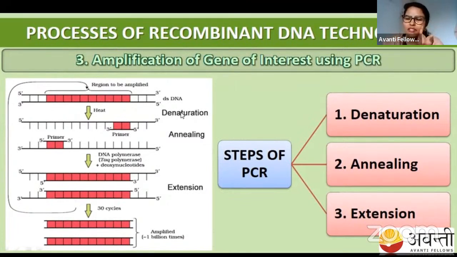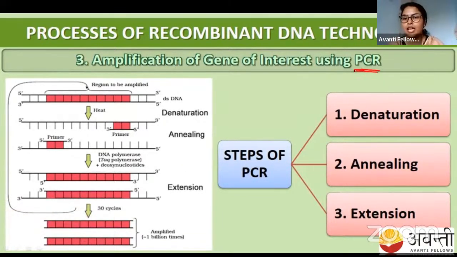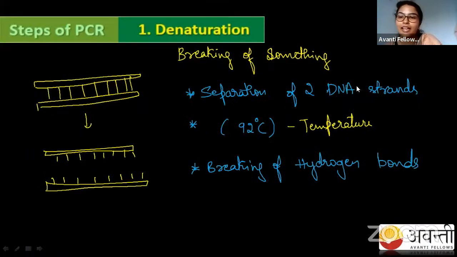Now, with only one gene of interest, we cannot do the work. I have told you we have to keep a backup. That is why we have to multiply the number of gene of interest, or amplify the number. So for the amplification purpose, we are using a specialized process. We call it PCR. Okay, PCR is polymerase chain reaction. This was introduced by the person called Kary Mullis.